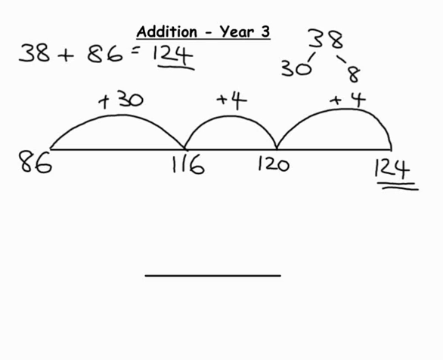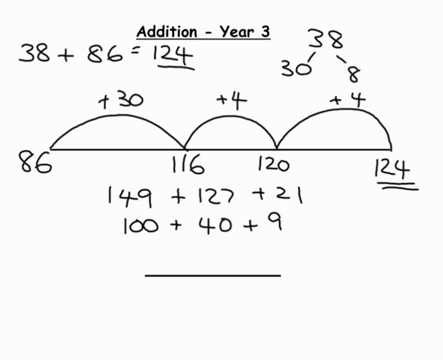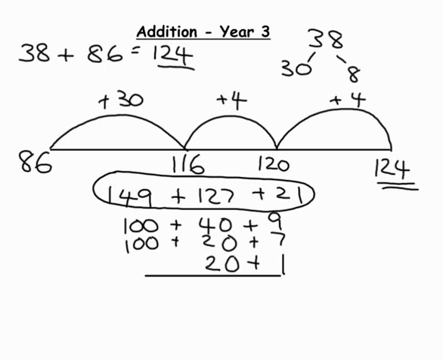As they move on into year 3 and they get a bit more confident with the number line method, we start using the partitioning method, but we use it so that we can put the numbers into vertical columns. So for example, if we have the calculation 149 add 127 add 21, what we do is we partition each one of these numbers. 149, and we're adding that to 127, and finally we've got 20 add 1. So that's this number here partitioned into our vertical columns.